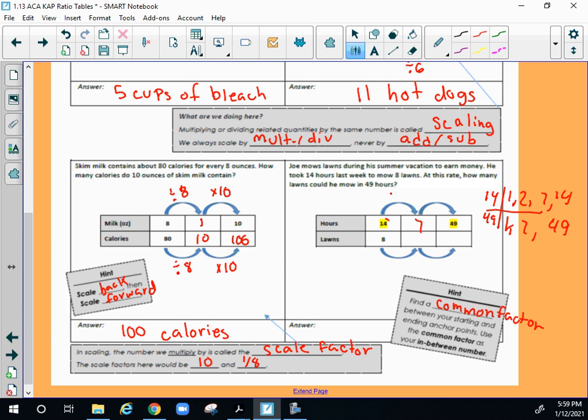So to get from 14 to 7, I can divide by 2. And then to get from 7 to 49, I would multiply times 7. So down here, divide by 2. 8 divided by 2 is 4. And then multiply by 7 to get 28. So our answer would be 28 lawns.